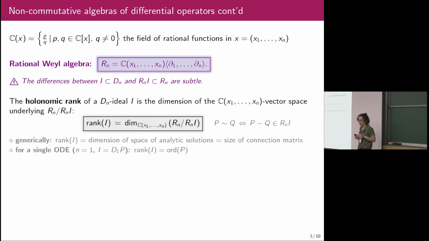Yes, there's one important number that we're going to meet. This is the so-called holonomic rank of a D ideal. For this, we're going to consider the quotient of the rational Weyl algebra by I. So we want to identify two differential operators whenever the difference is contained in I. And this is a module over Rn, but in particular, it's also a vector space over the field of rational functions. And its dimension is the holonomic rank of the D ideal.